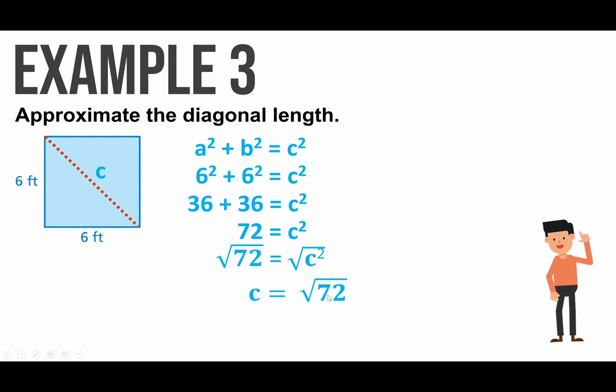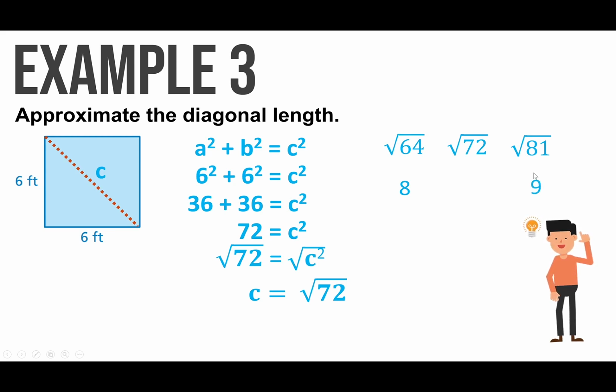So let's think. What is a perfect square that is very close to 72? Yeah, you're right. It's 64, right? So the square root of 64, we know that it's 8, right? 8 times 8 is going to give you 64. And the number above 72 is going to be the square root of 81, which is going to give you 9.